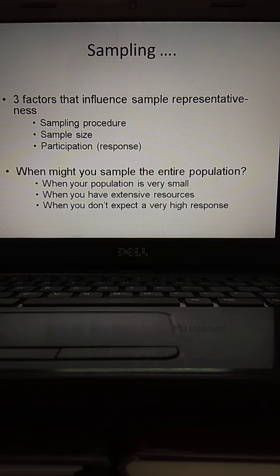Remember that whether to use the sample method or the census method always depends upon the nature of the population.